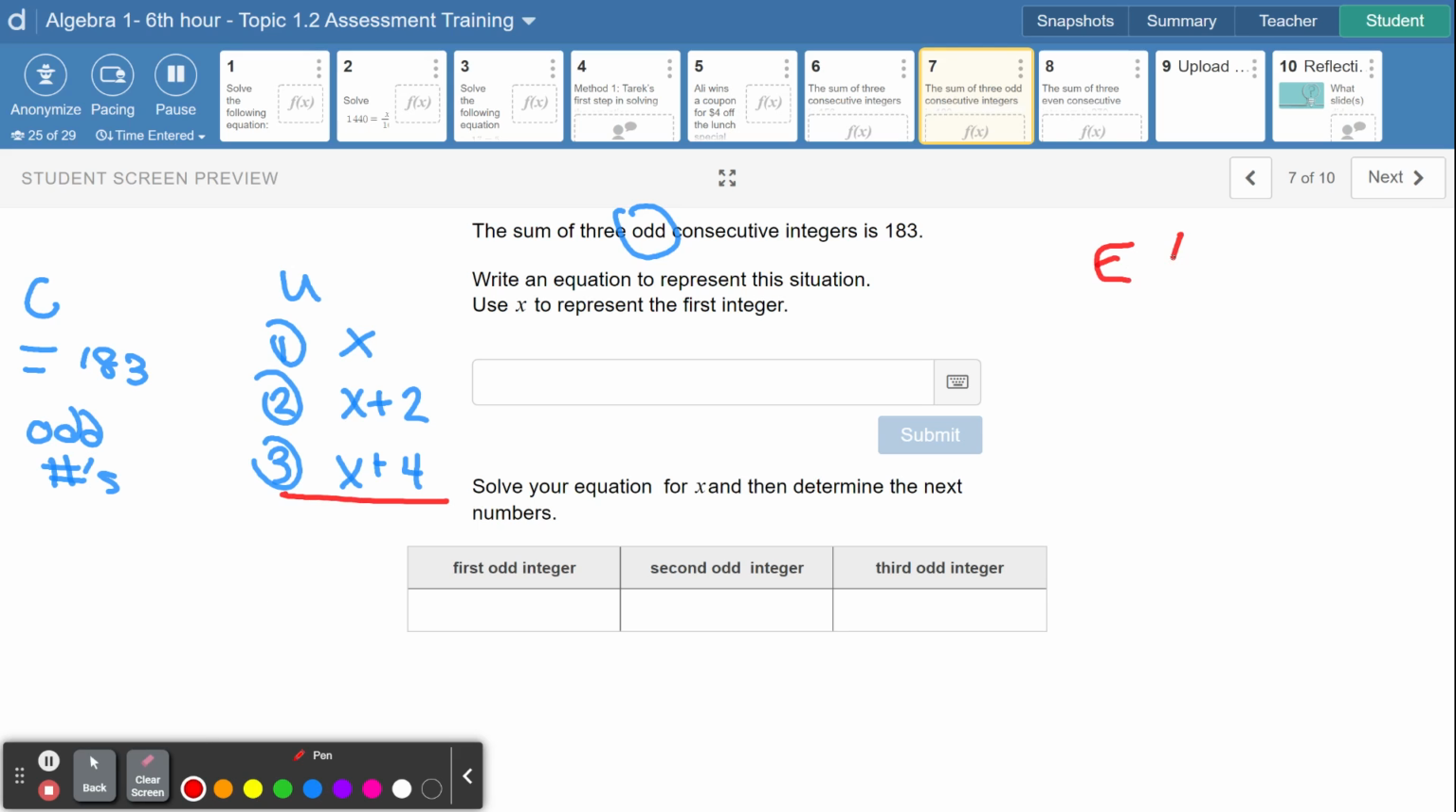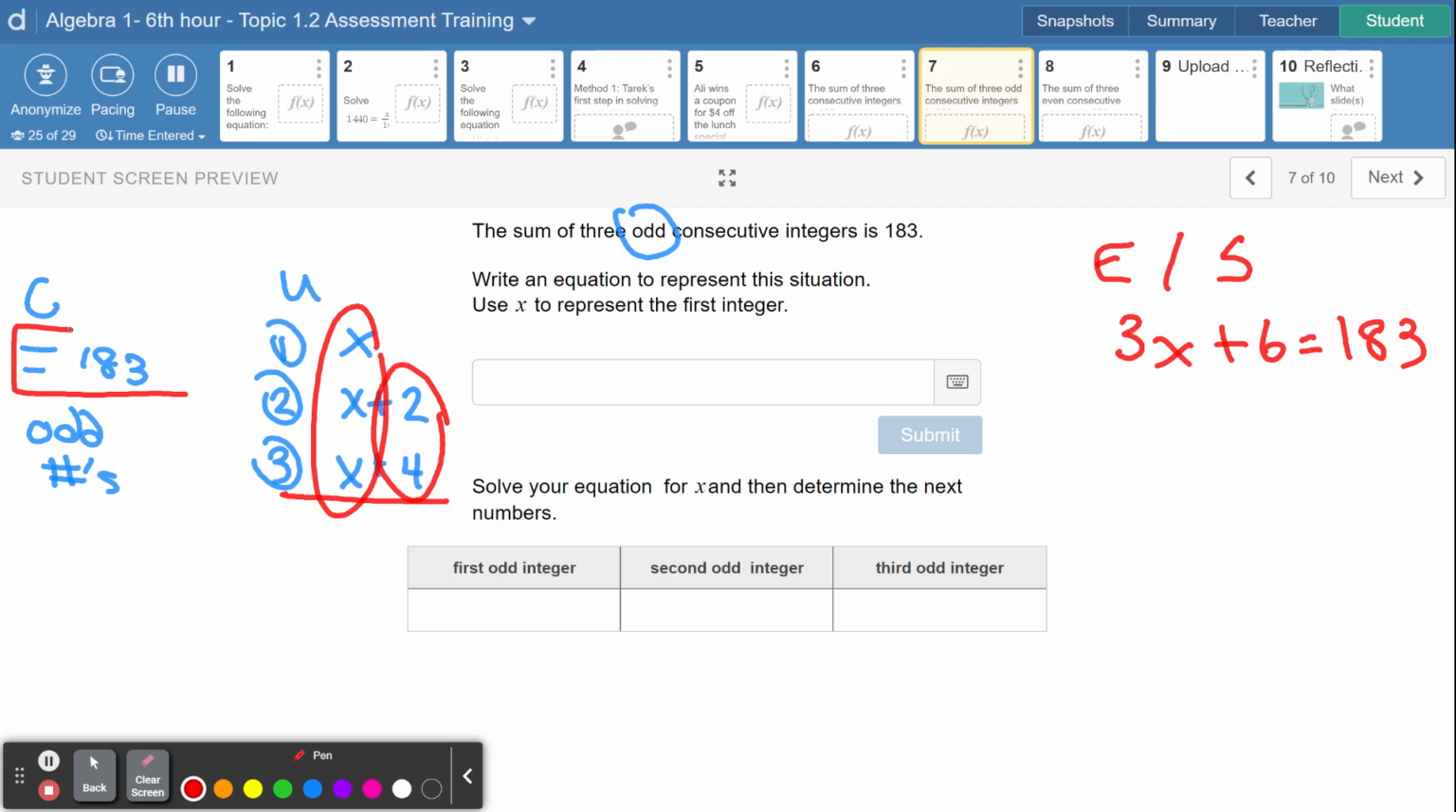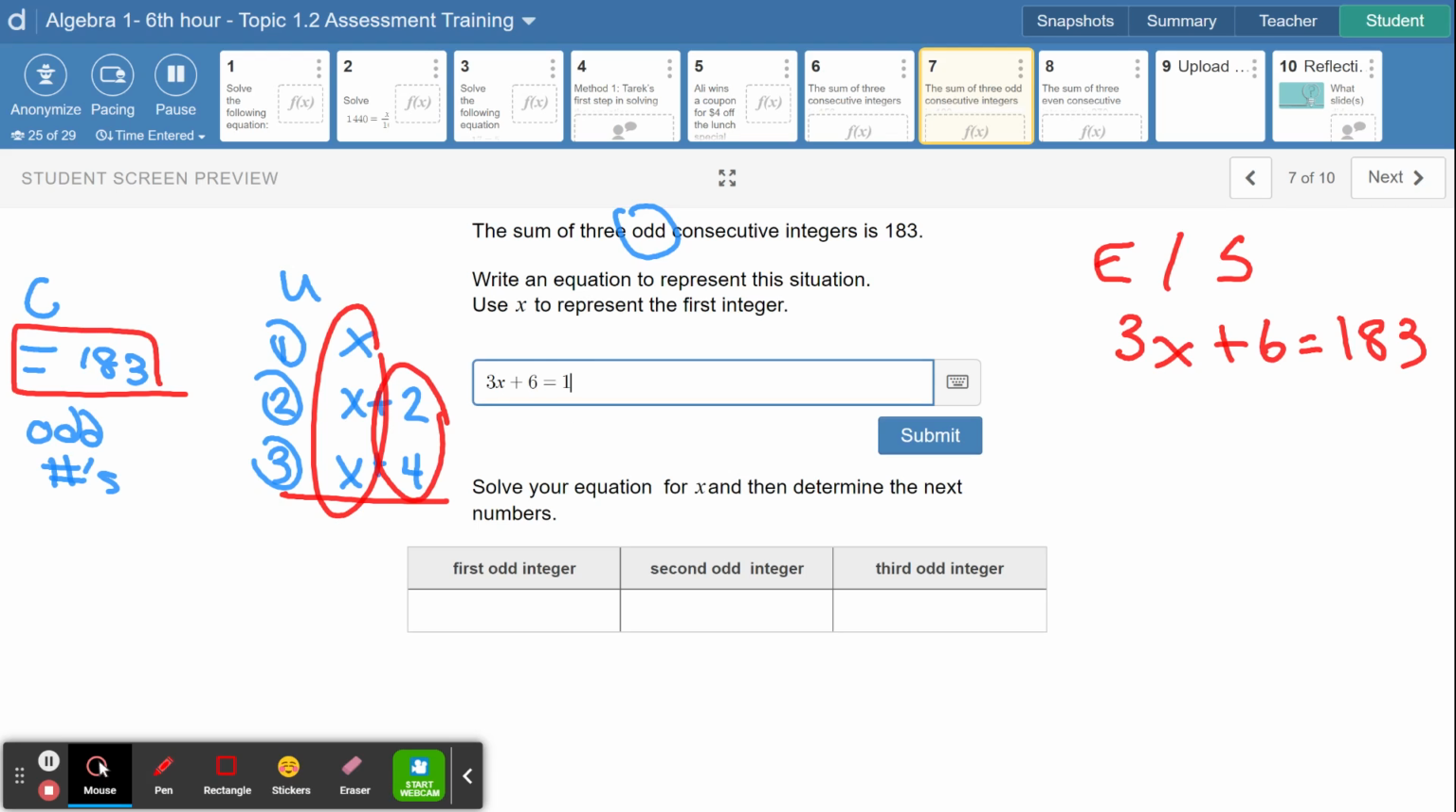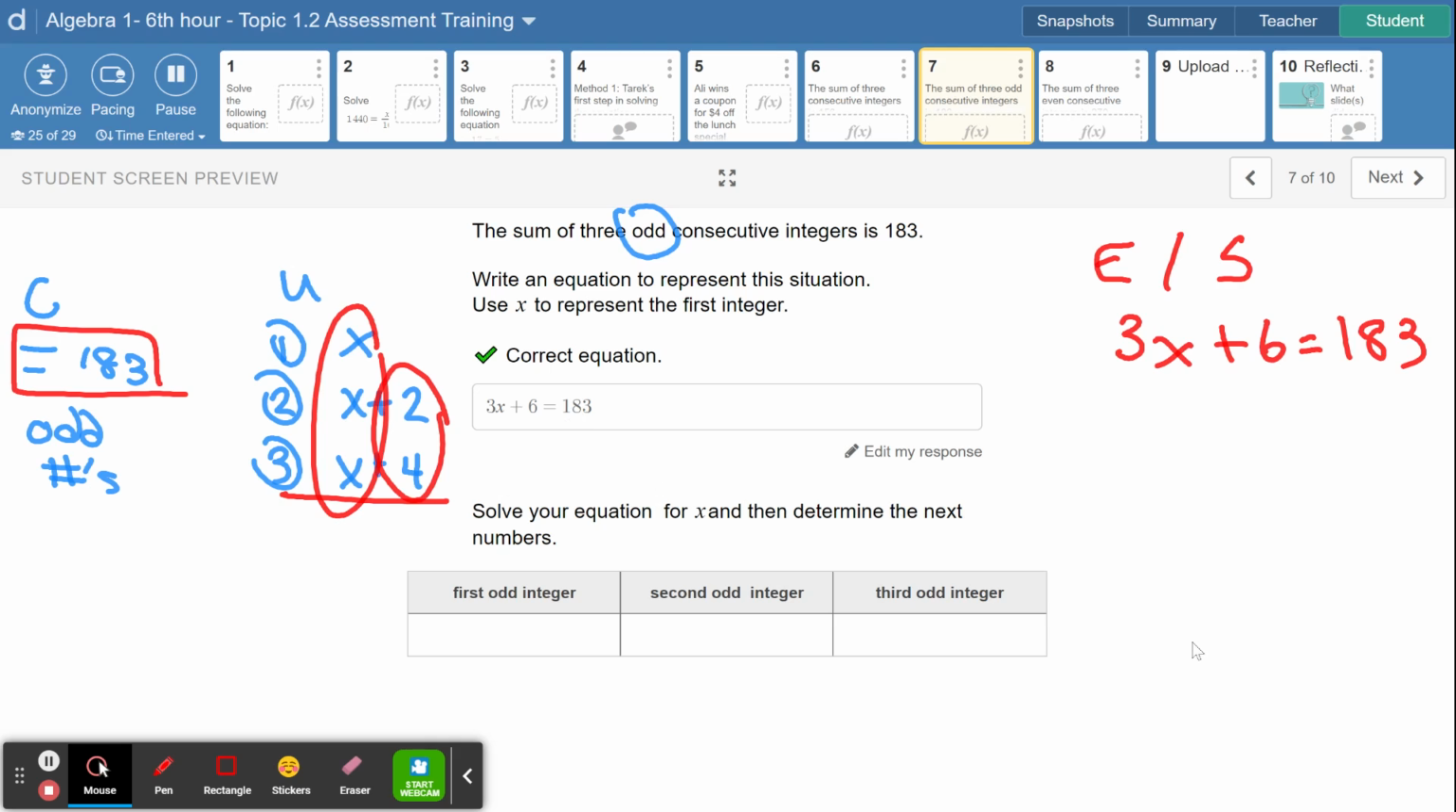Now our equation, we're going to add up all 3 of these X's. We're going to get 3X. We're going to add up 2 plus 4. It's going to be 6. And then equals that 183, which we wrote about in the given. So let's confirm our equation. We know we did it right. So we're going to minus 6 on both sides.